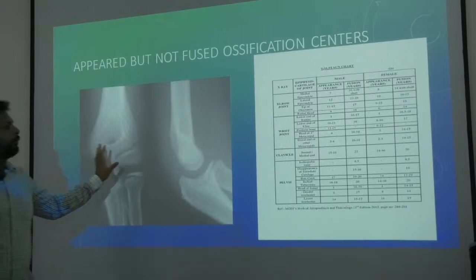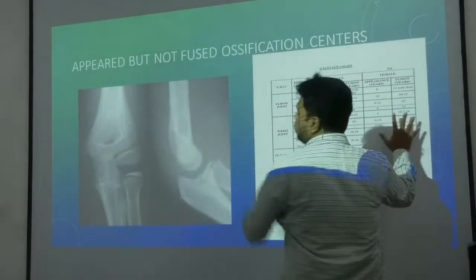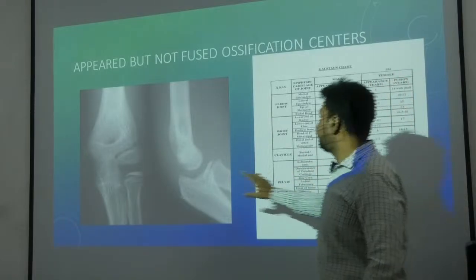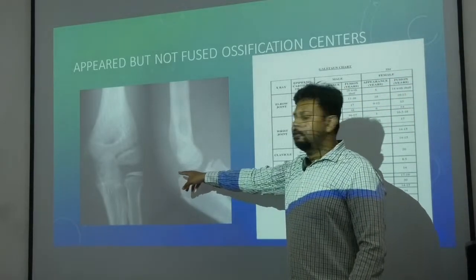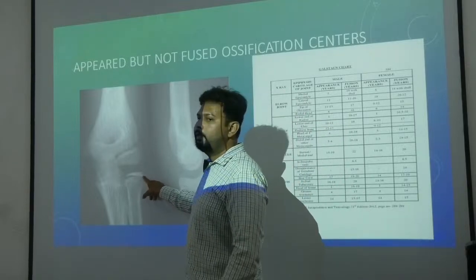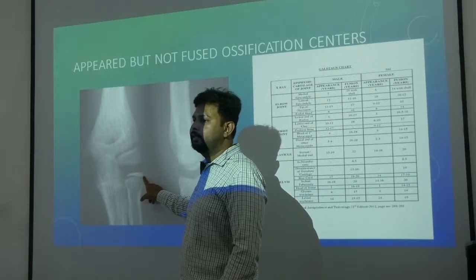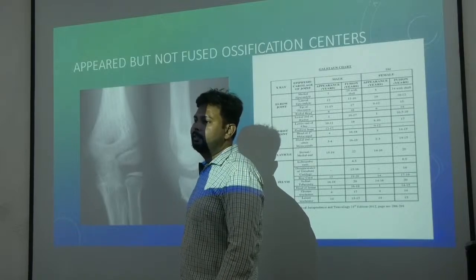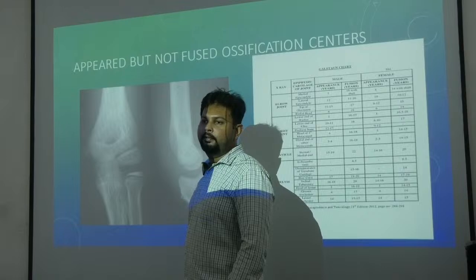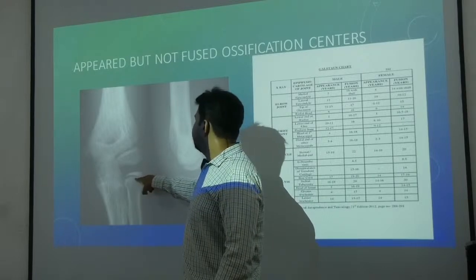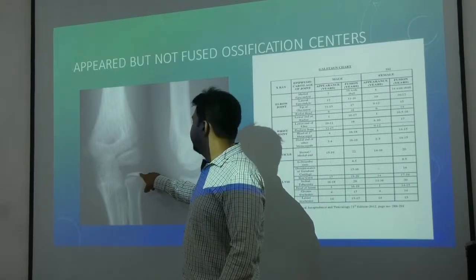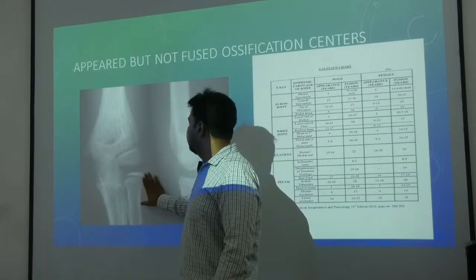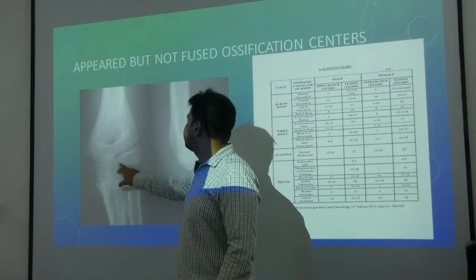So now coming to the gallstone chart, how to interpret. Here you can see everything: has the radial head appeared or not appeared? Has the ossification center appeared or not appeared? See, there is a gap, okay? So it has appeared, but not fused. Appeared, not fused. Fine?